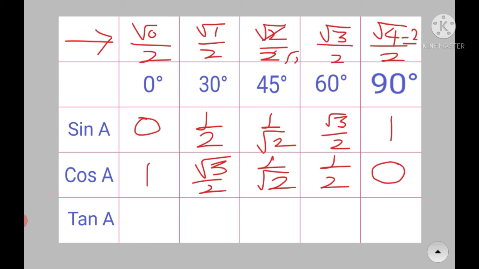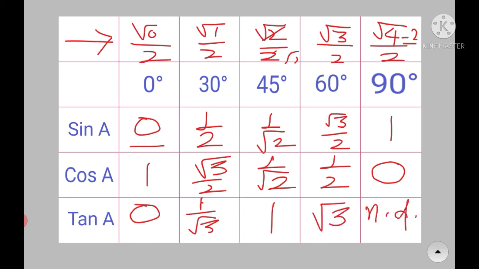For tangent, we know that tangent is equal to sine divided by cos. So we simply divide these two. 0 by 1 is 0. Now here 2 gets cancelled. I am left with 1 by root 3. Here both get cancelled. I get 1. 2 gets cancelled. I get root 3. And 1 divided by 0 is not defined. So this gets you the values of sine, cos and tangent.